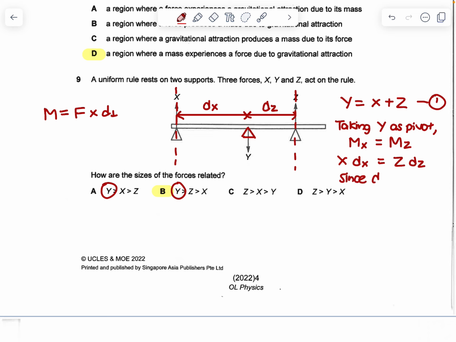Since dx is greater than dz, the force Z must be greater than X. That's the second one. Answer is B.